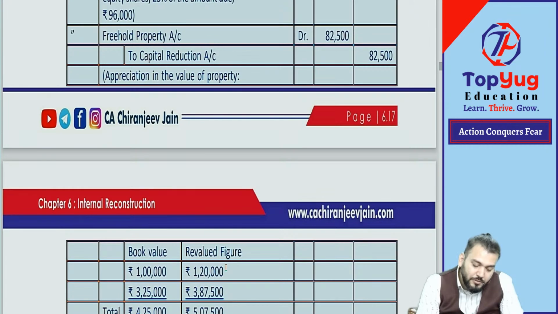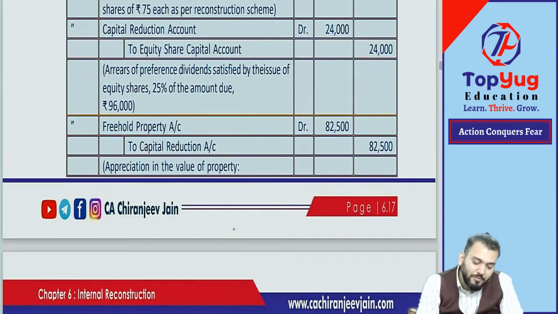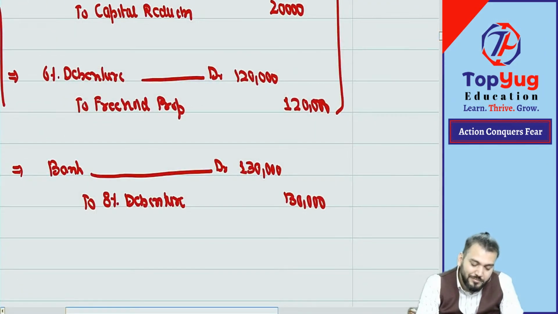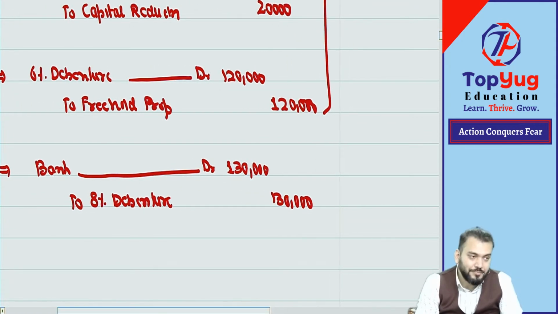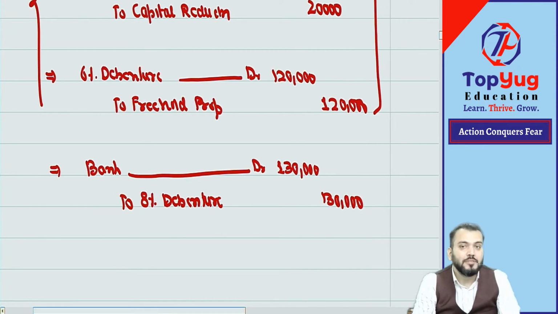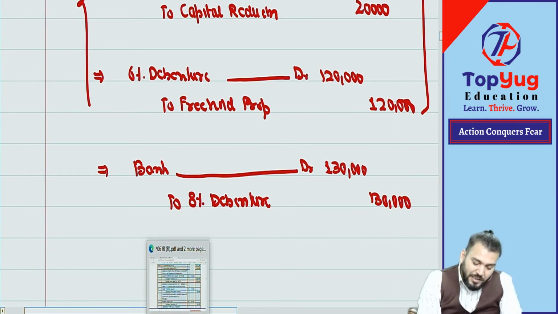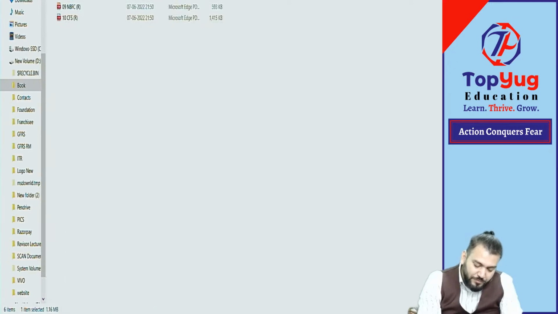No, they have used it. Okay, they have combined one more point. Alright, so you have understood. There is one more point they have combined also. In this any doubt? We can compound these two journal entries: 6% debenture 1,20,000 to freehold property 1 lakh, and the difference will be transferred to capital reduction, that is 20,000. Can we read another point now?